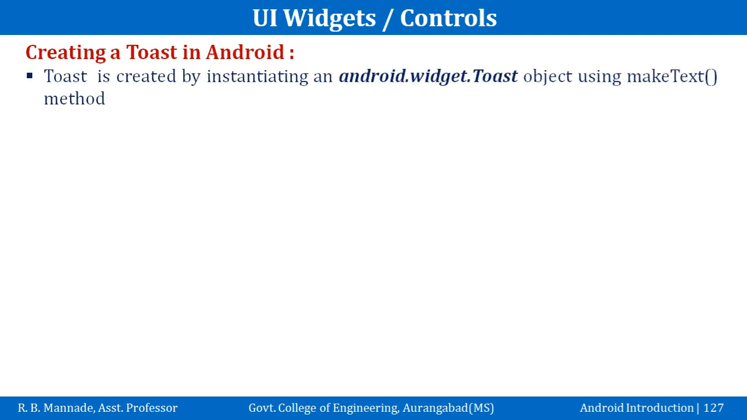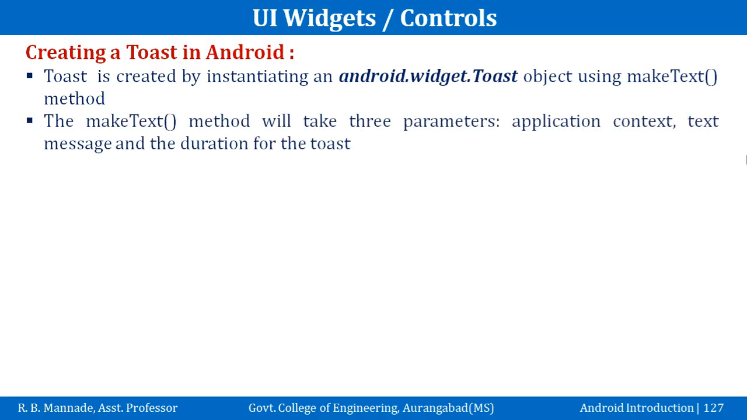Okay, so toast is created by creating an object of the toast class, and after creating the object, we call a method whose name is makeText. So makeText is a method of the class toast, and in order to create a toast, we create an object of the toast class and call this makeText method. And makeText has three parameters. First one is the application context, in which that particular toast is to be displayed, and second parameter is the text message. It will be in the form of a string, which will be shown in the activity screen or mobile screen, and last parameter is the duration for the toast.